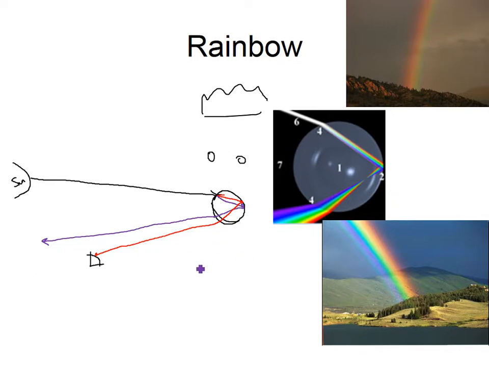And I've got another little video that I can link to this one that will explain that a little bit more. But in simple terms, we're getting the red, orange, yellow from the raindrops near the top, and then the violets and the blues and stuff like that from the raindrops at the bottom.